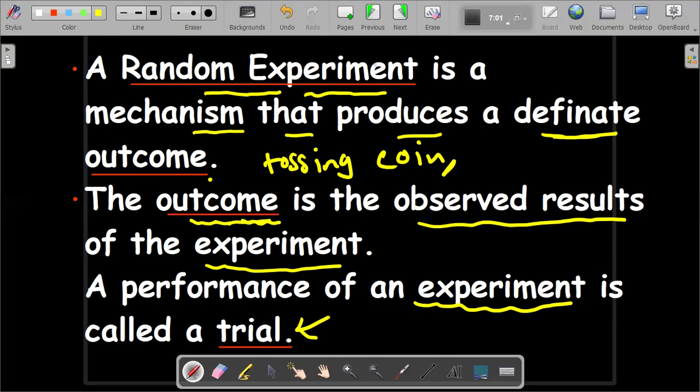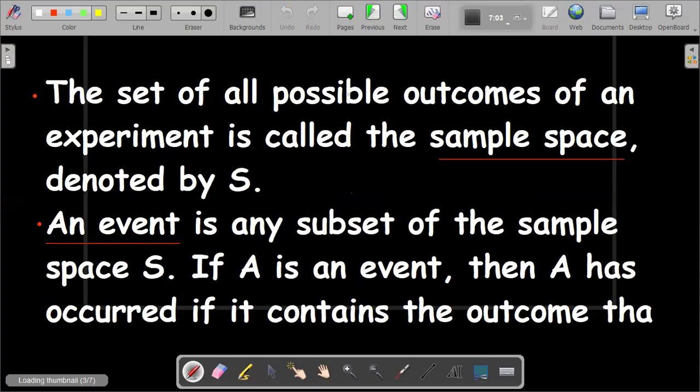Okay, wonderful. So I proceed to defining what a sample space is and what an event is. When you conduct an experiment and you get all the possible outcomes of that experiment, that is what we refer to as the sample space. So by definition, the sample space is simply the set of all possible outcomes of an experiment.